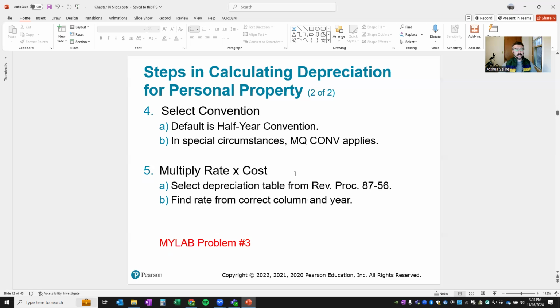When you select your convention, default's going to be half-year. That's the one I see most often. Mid-quarter could apply, going back to if you try to load up on assets placed in quarter 4 to lower your net income. Then you multiply the rate times the cost. It's pretty easy. The book has the table associated with the different rates for MACRS.